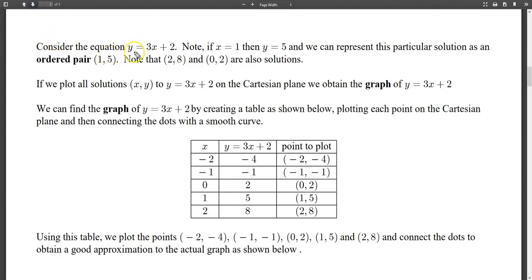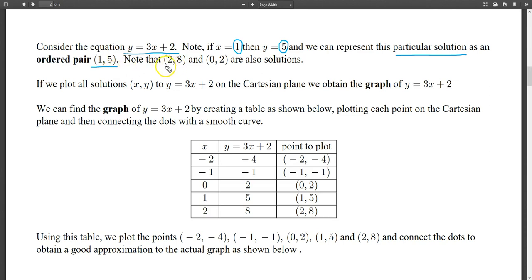Now let's consider an equation like y equals 3x plus 2. Now notice if we put 1 in for x, we get back 5 for y, right? 3 times 1 plus 2 is 5. Now we can represent this particular solution. That's a solution to this equation. If I put 1 in for x, I get 5 back for y. We can represent that as an ordered pair, 1, 5, and we can graph that on the Cartesian plane.